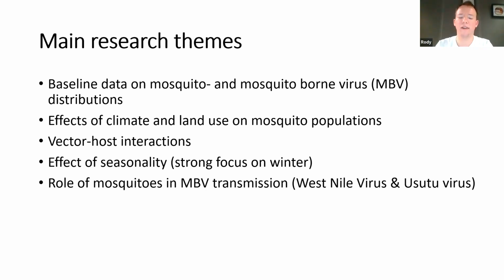Something else that I am super interested in is the effect of seasonality, and I focus mostly on winter. That's mainly because mosquitoes are always associated with summer, and only a few people look at what happens in winter, but they don't just disappear. The same goes for viruses; they don't just disappear. So what I want to know is what happens during winter, and what is the role of mosquitoes in maintenance of viruses, for instance, in a certain area.